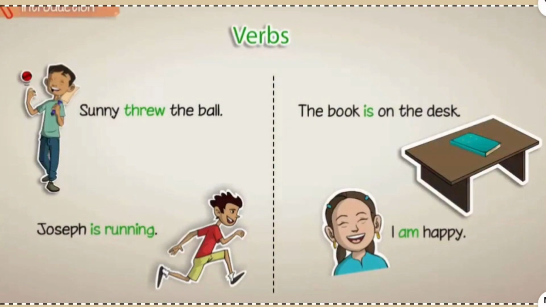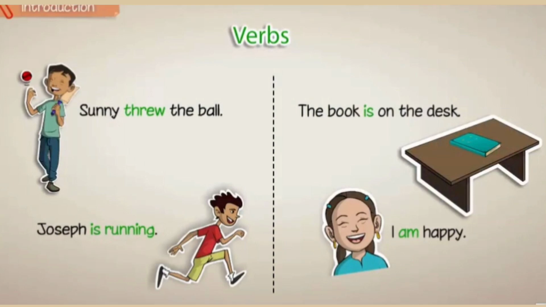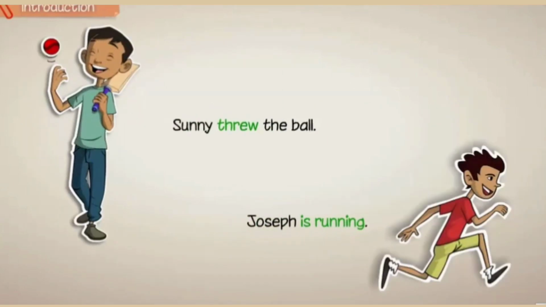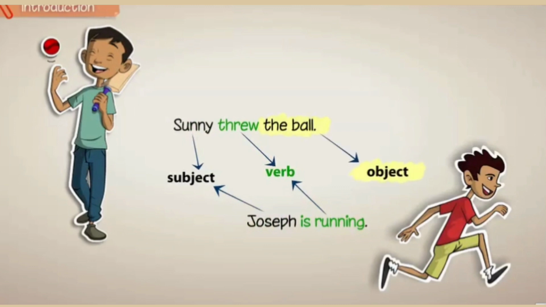A verb expresses an action or a state of being. Every sentence should have a verb. Take these two sentences for instance. Both sentences have a subject and a verb. But in the first sentence, the verb takes an object, whereas in the second sentence, the verb has no object.